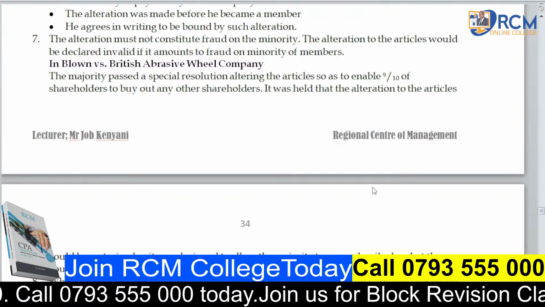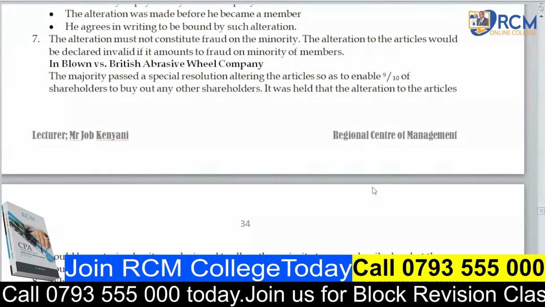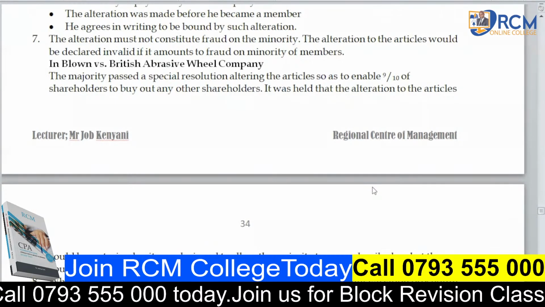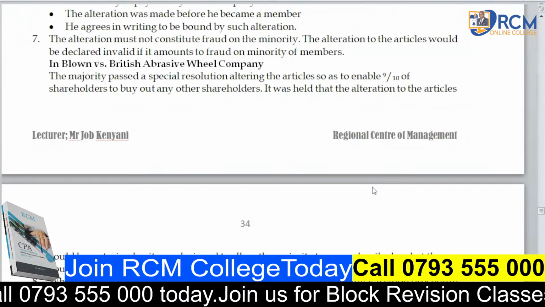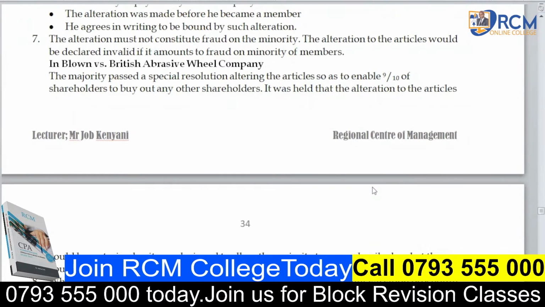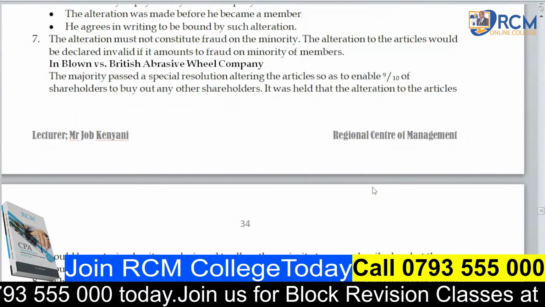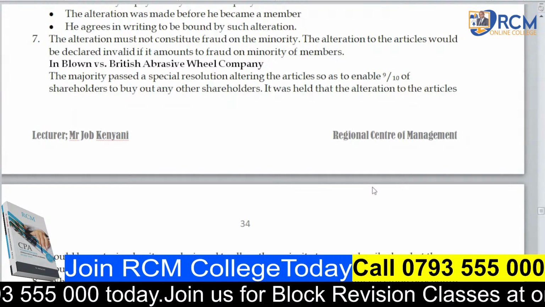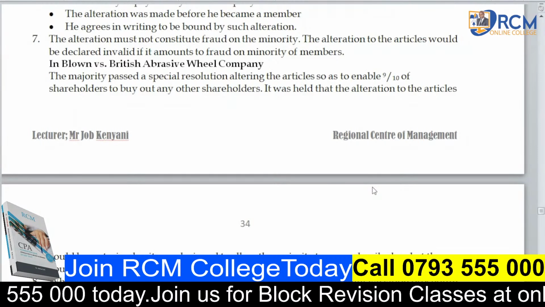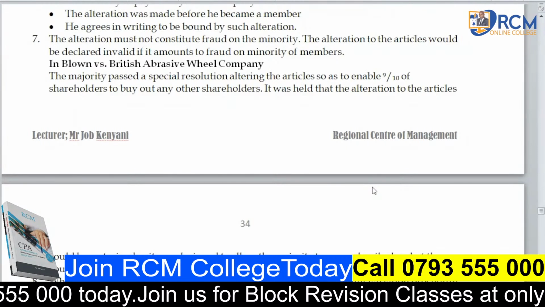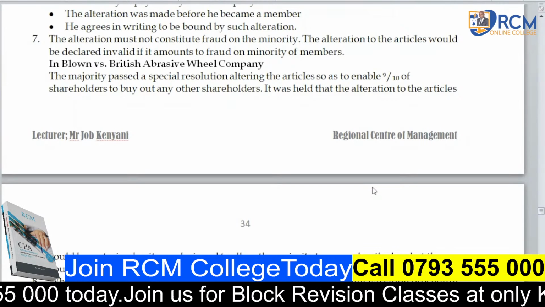So once they have approved, then now the company can go ahead and actually alter the articles. So they should not just alter the articles in terms of the rights of the members of a class of shares without involving the members of that particular class of shares. So we'll still look at that particular procedure later on under meetings. So we'll be able to understand it more.